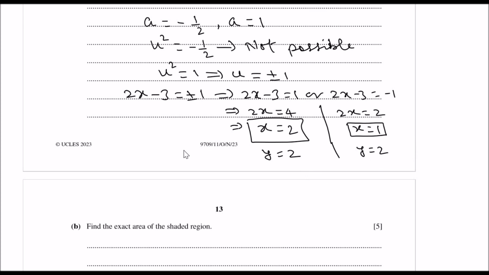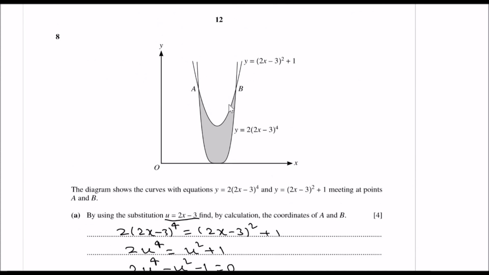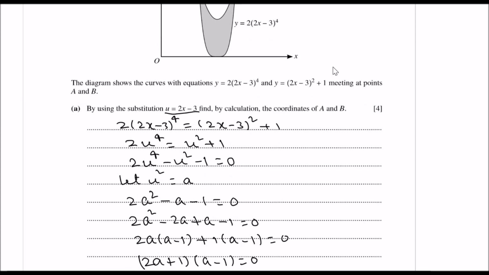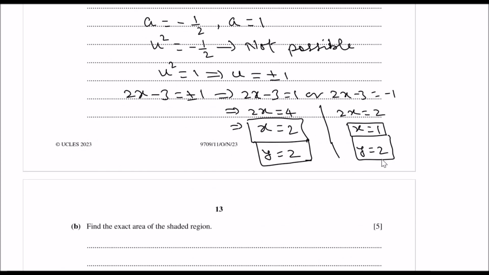So this is one of the points will be A and one of the points will be B. Now you can see here in the diagram A is on the left side, so x should be smaller. So that means this is our A and this is our B. Okay.